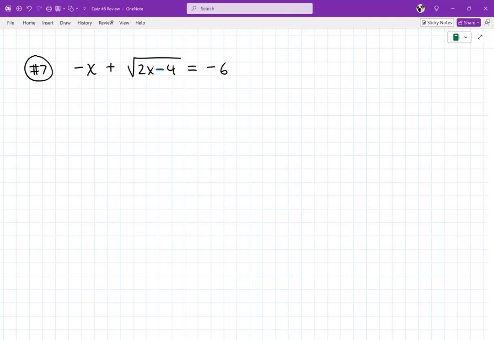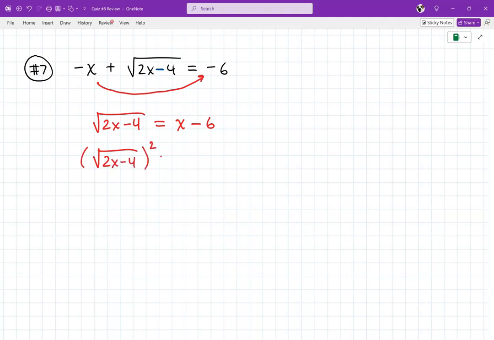Now remember, the point of doing these problems, the place where you have to get these problems to is where the radical is by itself. Right now there's a negative x next to it. So let's move that negative x over to the other side. So I'm going to get radical 2x minus 4 is equal to x minus 6. Now that the radical is by itself, I'm going to square both sides of this equation.